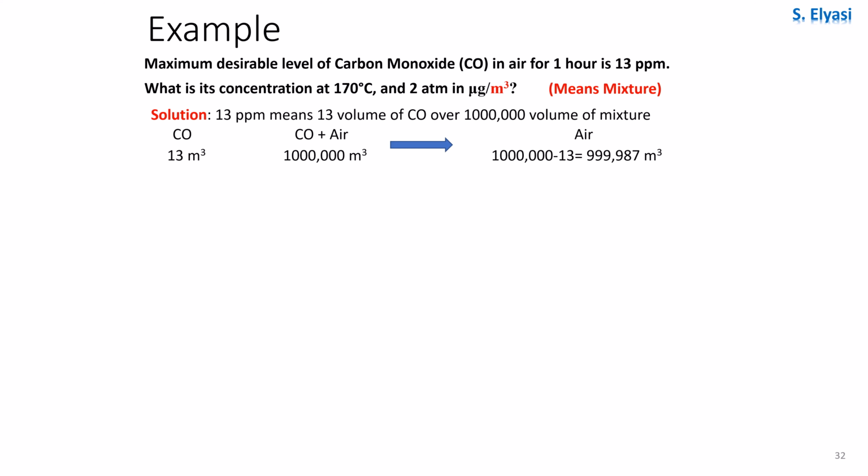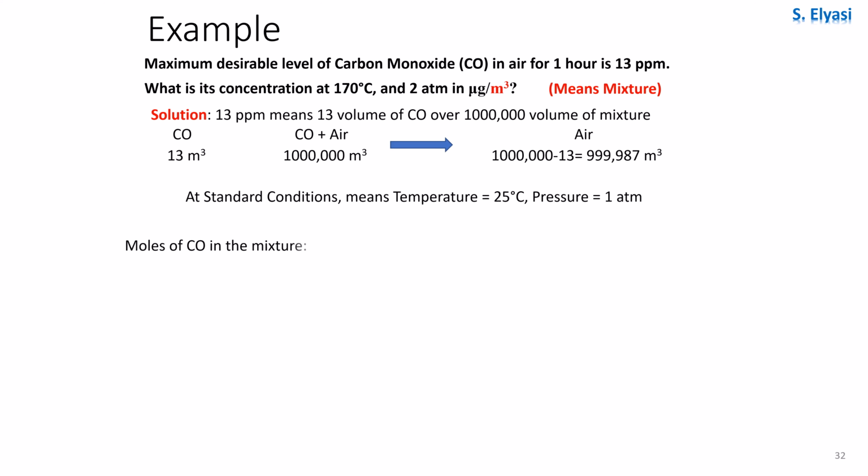Another critical detail is the standard condition under which the 13 ppm is reported, typically at 1 atmosphere and 25 degrees Celsius. To proceed with the calculations, we begin by determining the number of moles of carbon monoxide corresponding to a volume of 13 cubic meters at 25 degrees Celsius and 1 atmosphere. Interestingly, this value remains constant, regardless of changes in gas conditions.